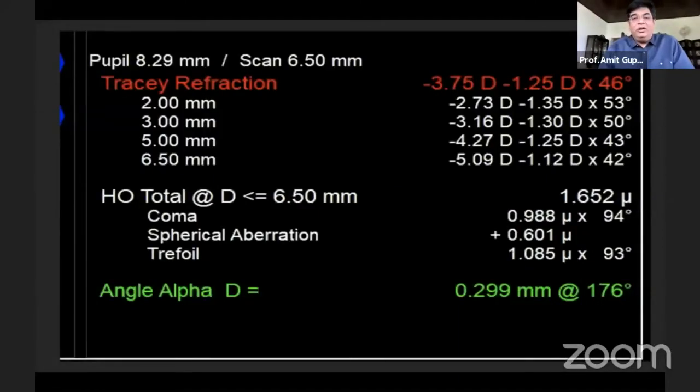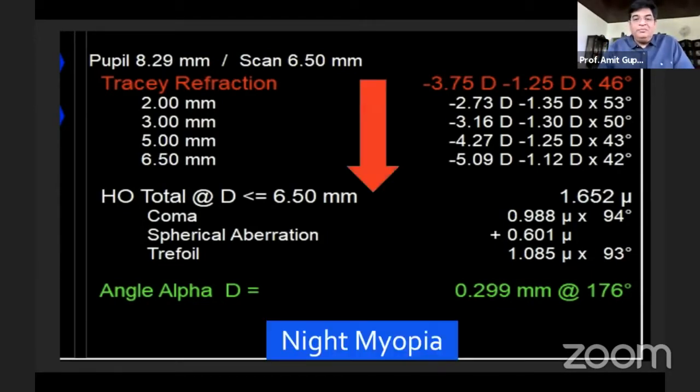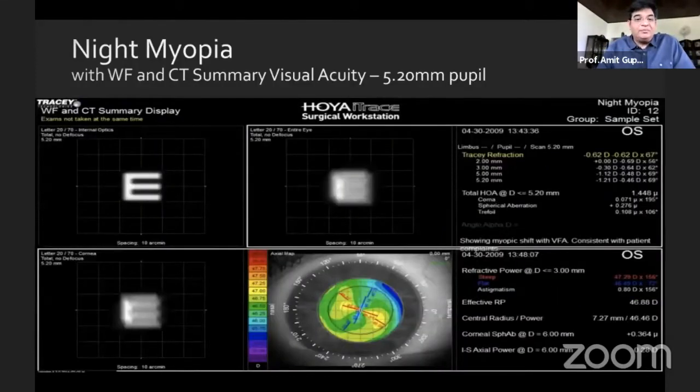Just as an example, if you look at this Tracey refraction map, if it's in red, it indicates automatically that this refraction is abnormal. Green would be normal. So this patient, as we see, as the pupillary diameter is increasing, is having more myopia. This is what leads to night myopia, and usually this is related to a high degree of spherical aberration in these eyes.